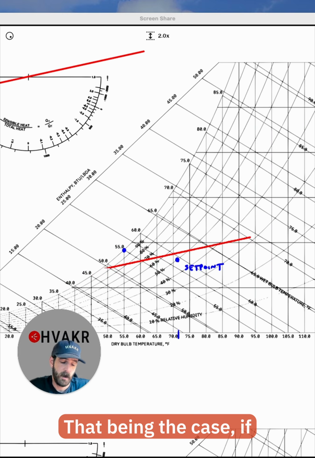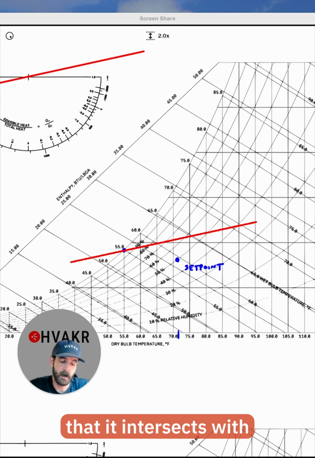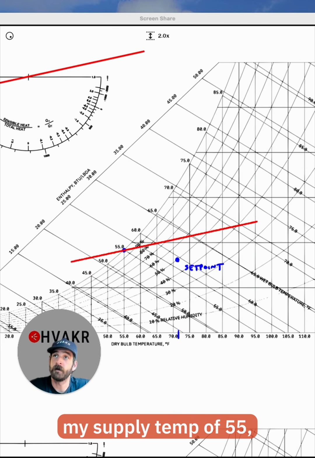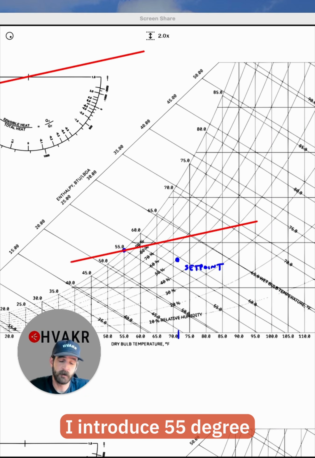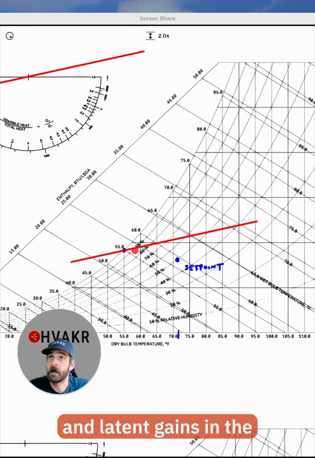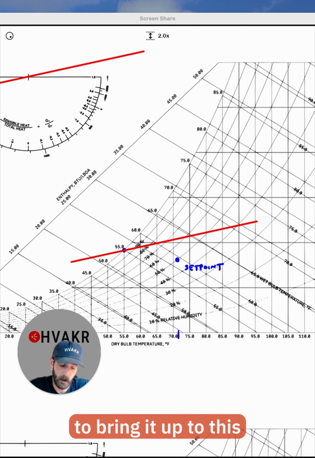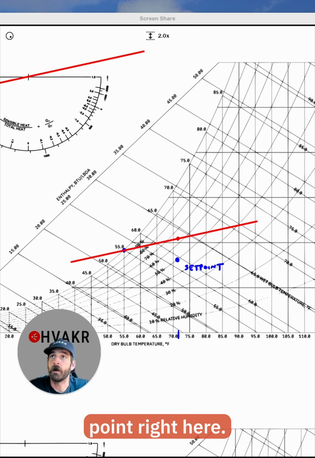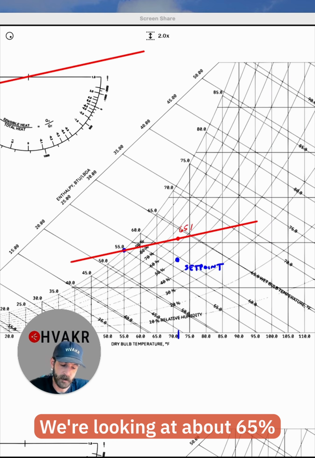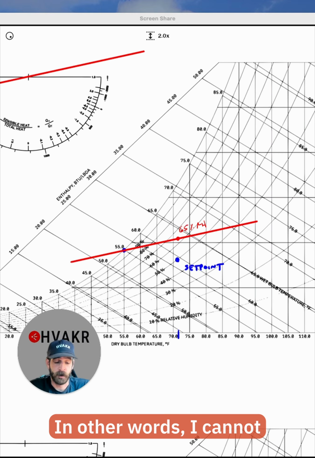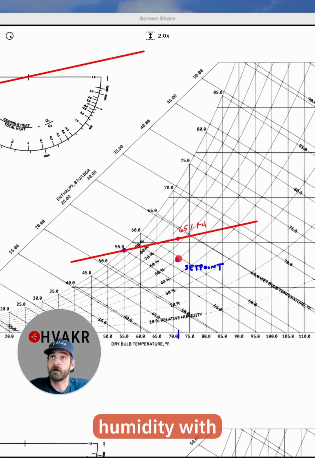That being the case, if I move this line such that it intersects with my supply temp of 55, this is what the actual process in this space looks like. I introduce 55-degree air. My sensible and latent gains in the space are actually going to bring it up to this point right here. We're looking at about 65% relative humidity. In other words, I cannot achieve 50% relative humidity with a supply state of 55 saturated.